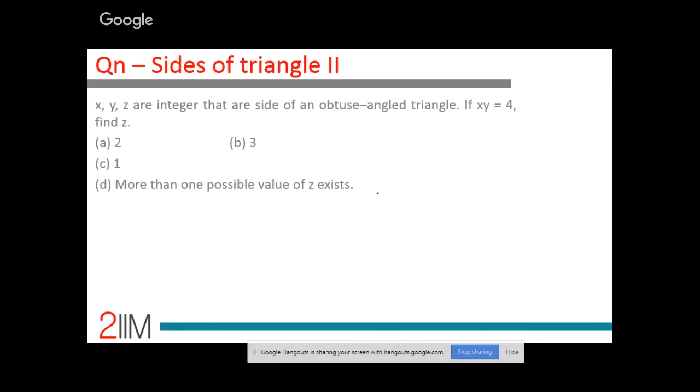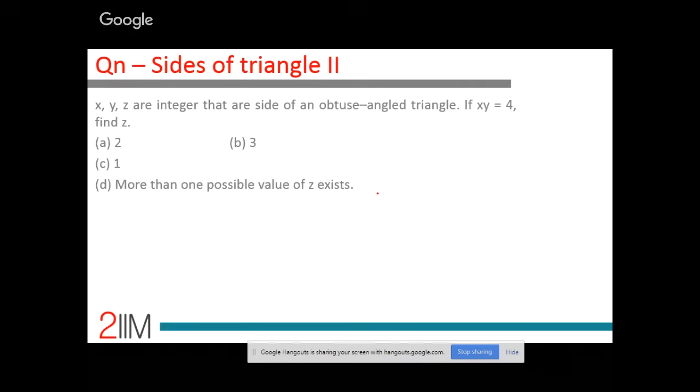So the sum of two sides has to be greater than the third side. That we know. We also know that if you square the two shorter sides and compare with the square of the longest side, the square of the longest side should be greater because it's an obtuse angle triangle. Finally, we're looking at two integers that multiply to give us 4, the third one also being some other integer.